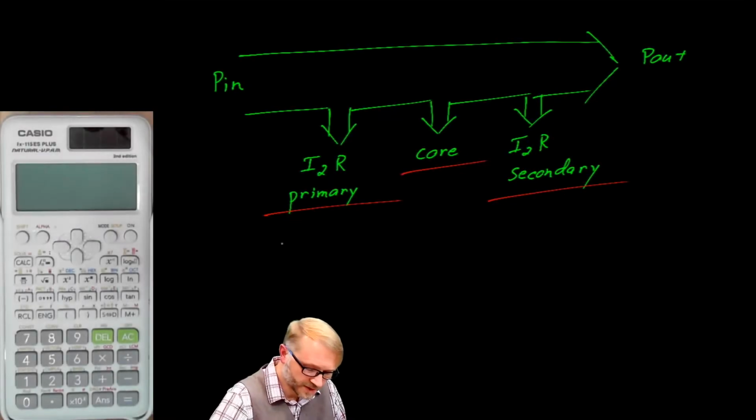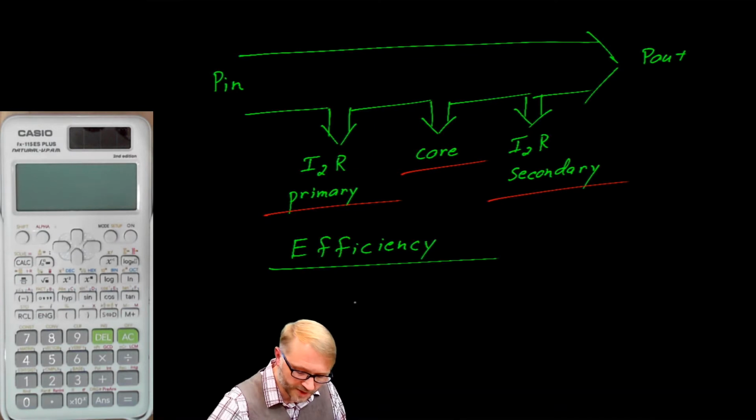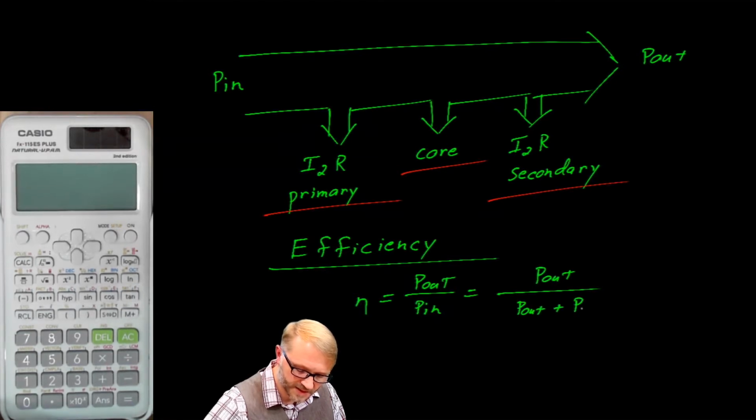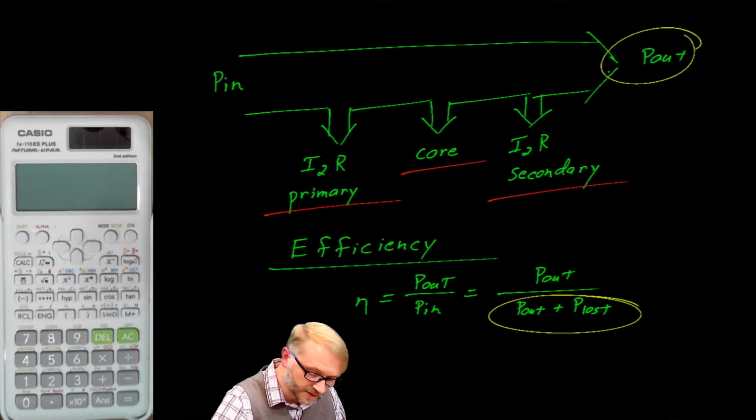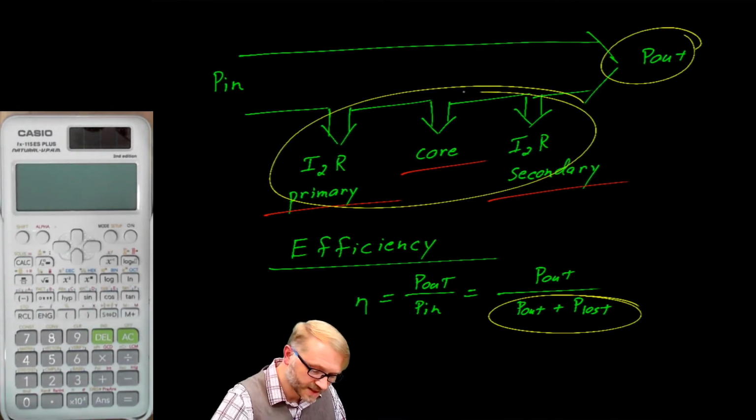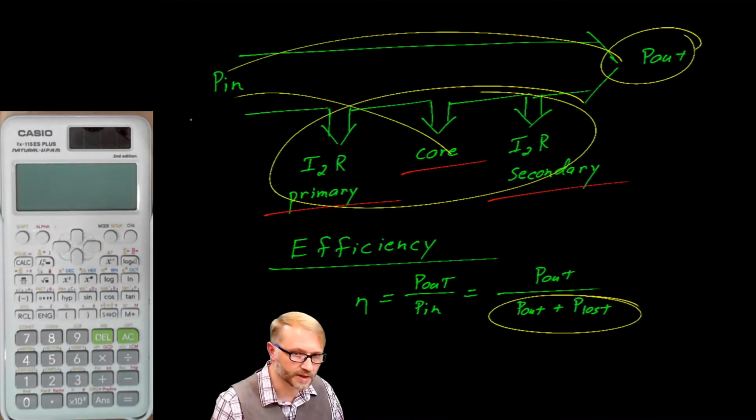I believe we've talked about efficiency before, where we use the Greek letter eta and declare that efficiency is the ratio of power out to power in. You could also say efficiency is equal to the ratio of the output power over the power out plus the power that's lost. Of course, when you put these two together, the power out plus the power lost is equal to the power in.